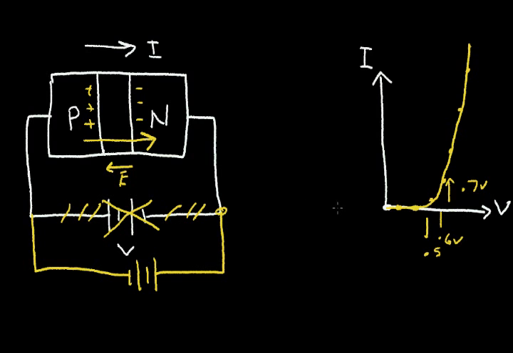So what's going to happen now? In this case, I'm creating a positive region in the N by applying this external voltage, and a negative region at the negative terminal of the battery. So in effect, I am reinforcing this electric field that was built into the junction, and I'm making this depletion region wider.